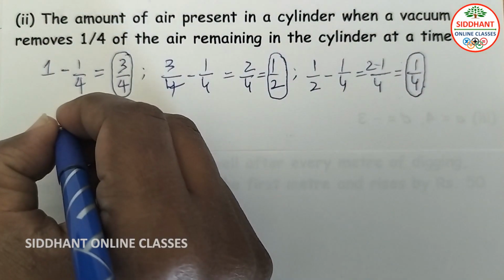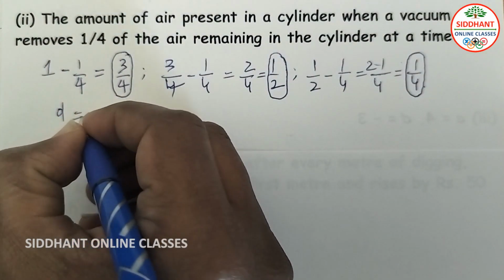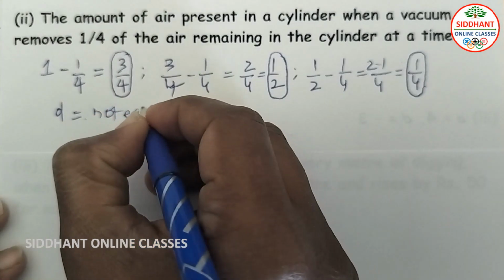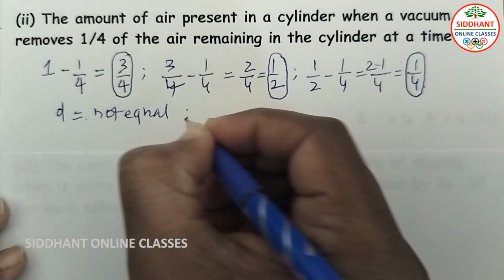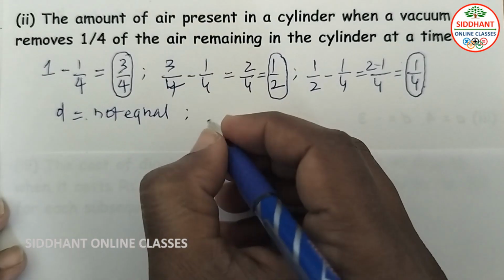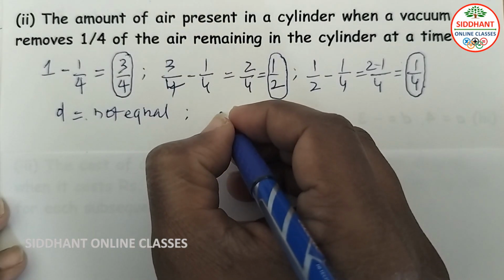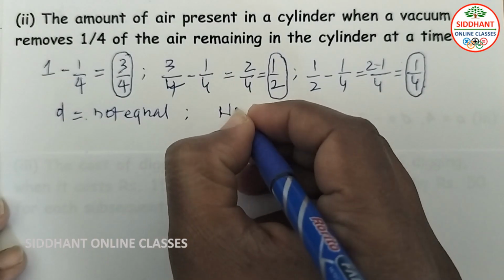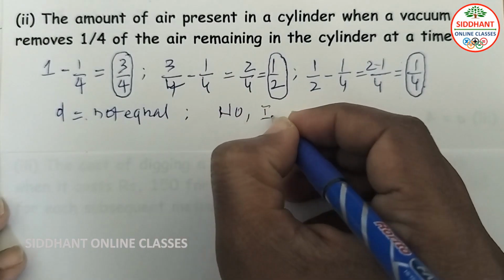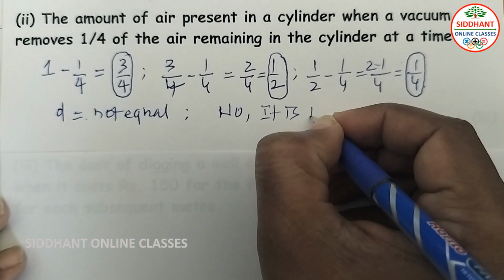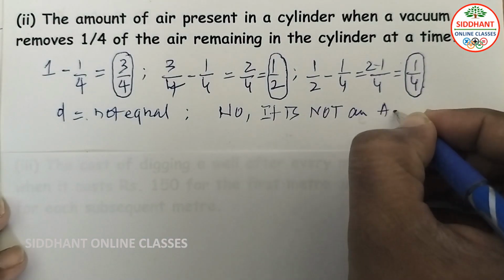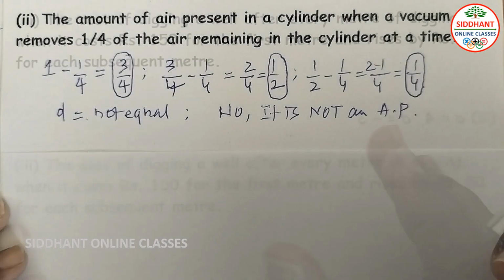That means the common difference d is not equal here. When there is no common difference, then we can say that it is not an arithmetic progression. So the answer will be no, it is not an arithmetic progression here.